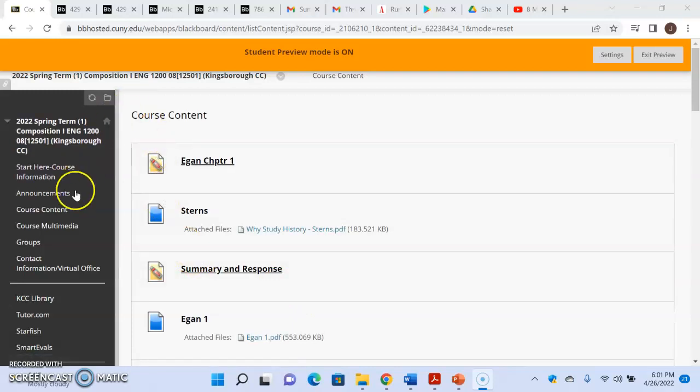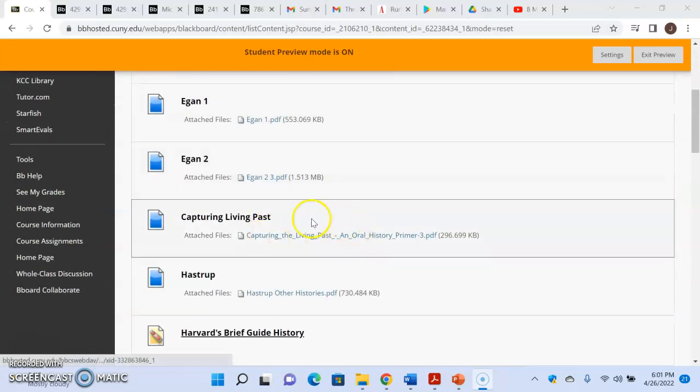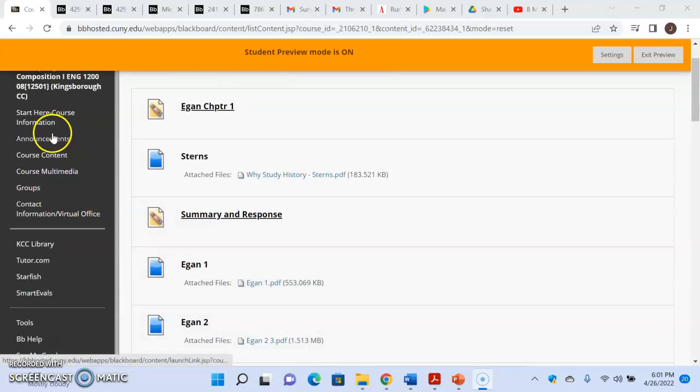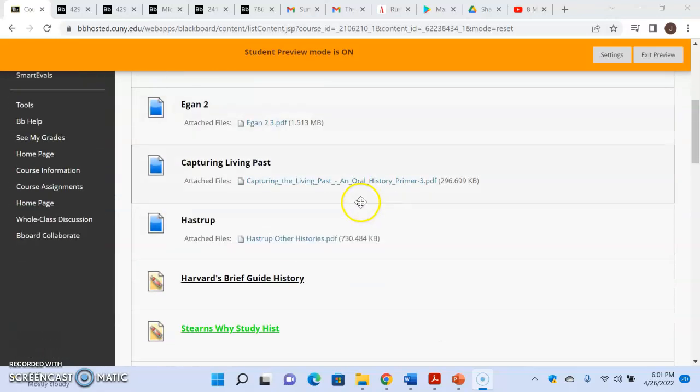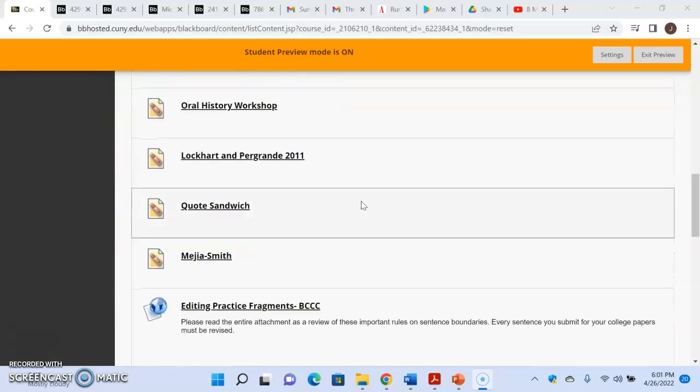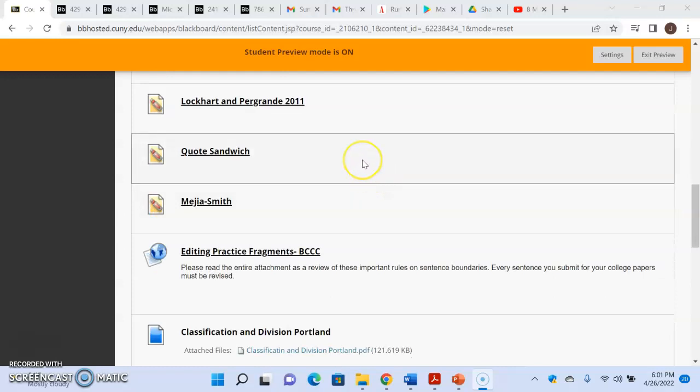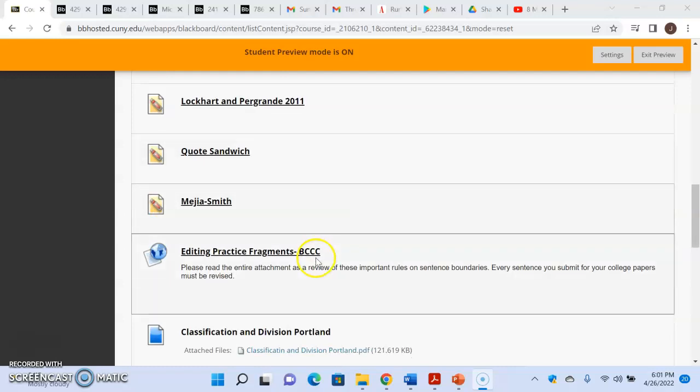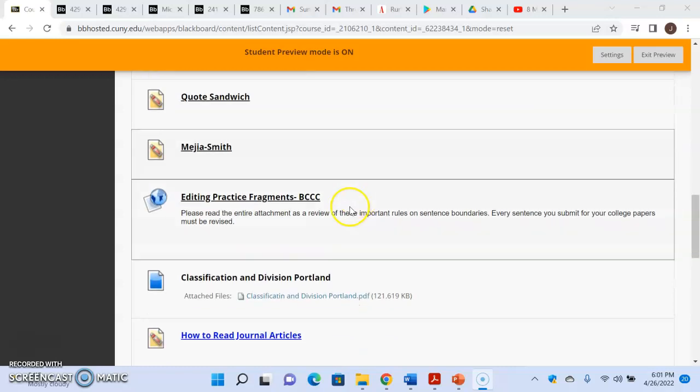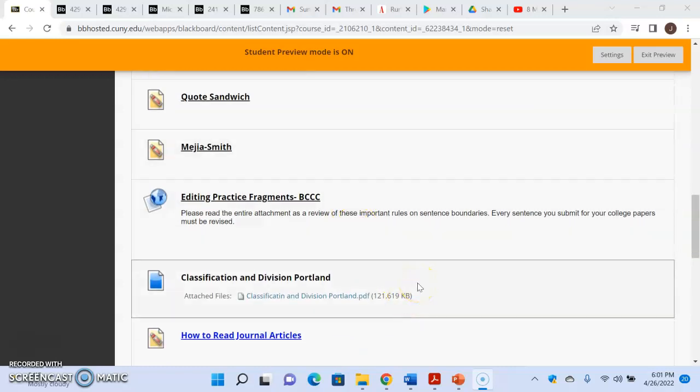I am actually right now in the content page of our Blackboard page, and I'm taking a look because I saw that not many people submitted anything for their essay 2. Essay 2 was part of your schedule, and I supplied you with some support on how to write an essay, right? How to write a classification and division essay.